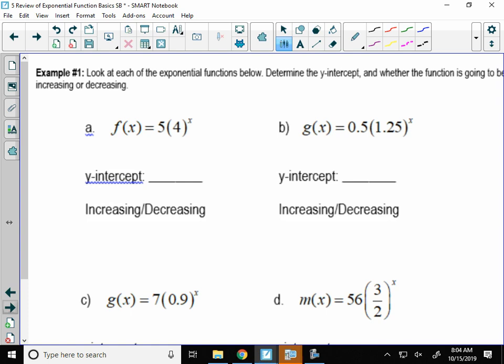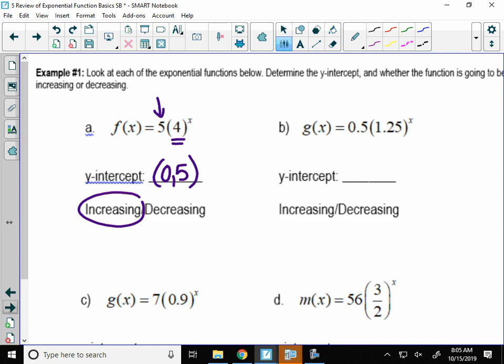Now let's just review some basics of exponential functions here. I want you to identify the y-intercept and whether it's increasing or decreasing. It should be super easy. The y-intercept is that a term, the starting value, the first number you see. So here the y-intercept is at 5, or I'll write it as an ordered pair, (0, 5). And because this growth rate of 4 is greater than 1, the function is increasing.